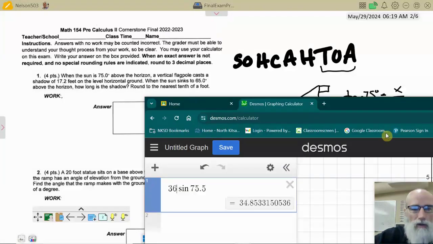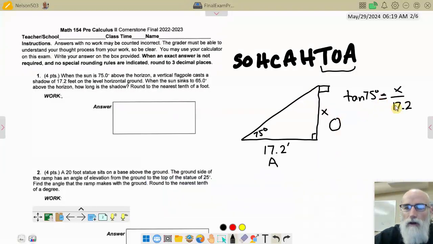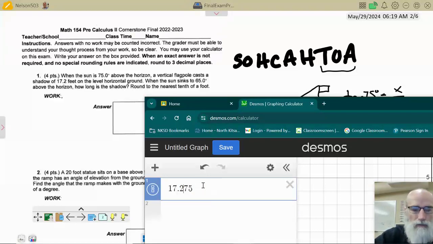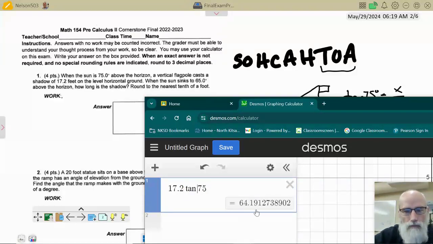And so let's jam over here and change this. Oh my, look, the angle's almost the same from one year to the other. 17.2, right? Yeah, I got to change this to tangent. Boom, boom, boom. Tan 64, what am I supposed to round to? To the nearest tenth? 64.2?